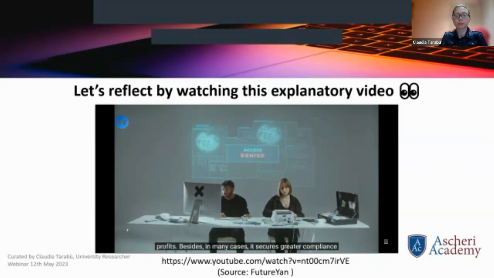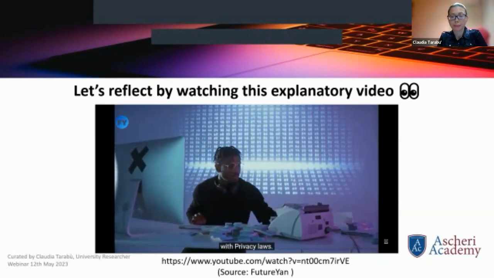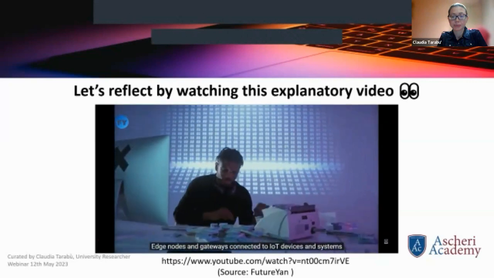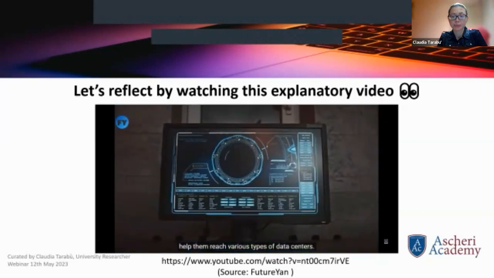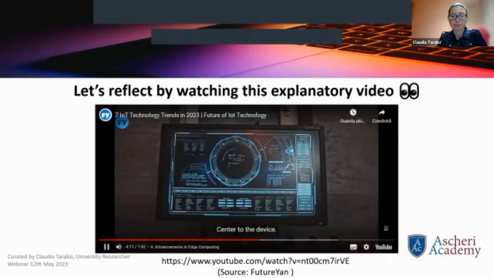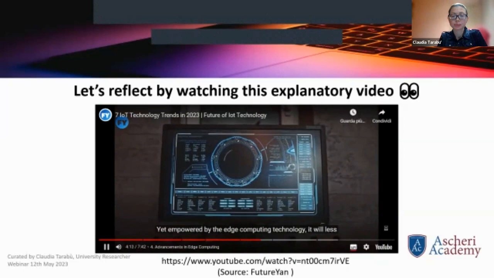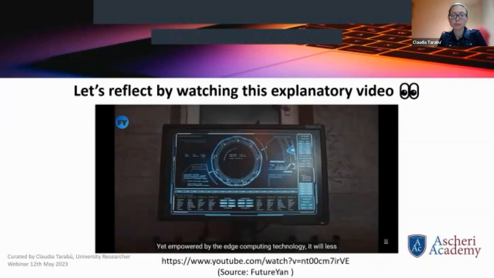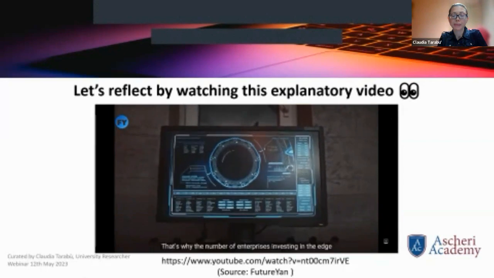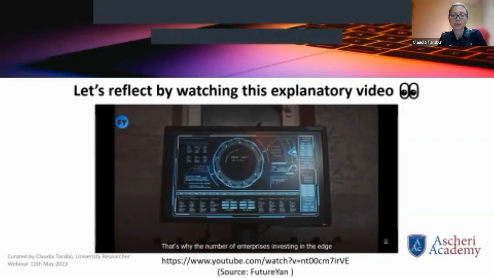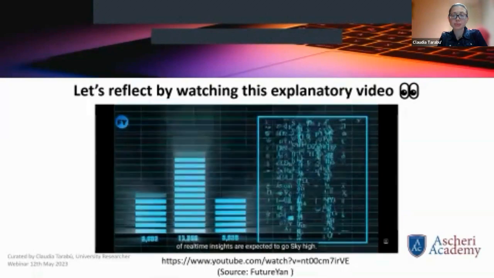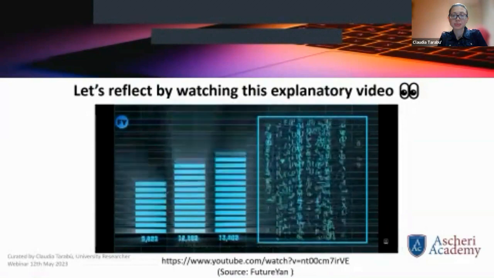Besides, in many cases, it secures greater compliance with privacy laws. Edge nodes and gateways, connected to IoT devices and systems, help them reach various types of data centers. IoT data often has to travel long distances from the data center to the device. Yet, empowered by edge computing technology, it will be less likely to experience low bandwidth or increases in latency. That's why the number of enterprises investing in edge technology keeps growing. This way, the accuracy and quality of real-time insights are expected to go sky high.